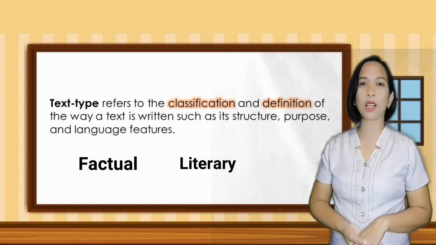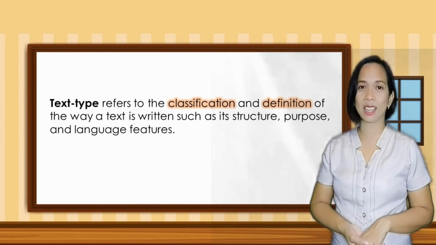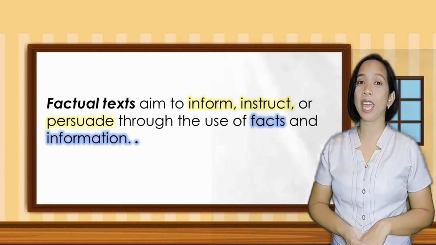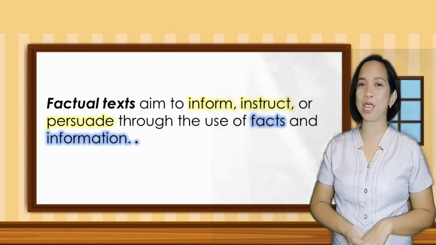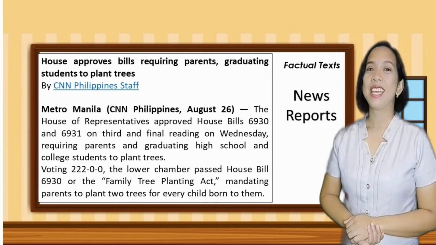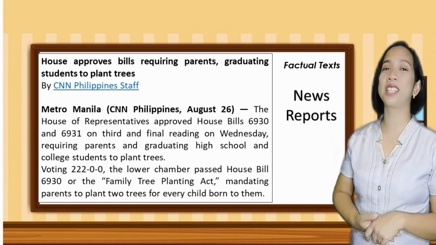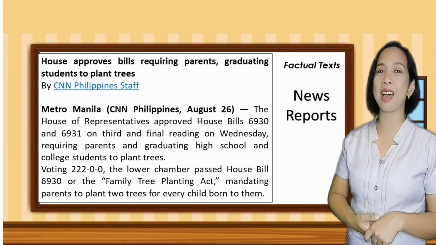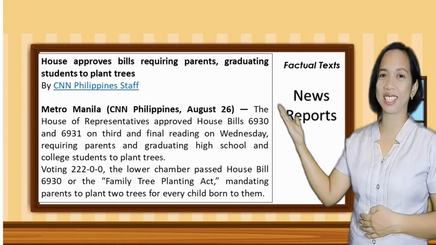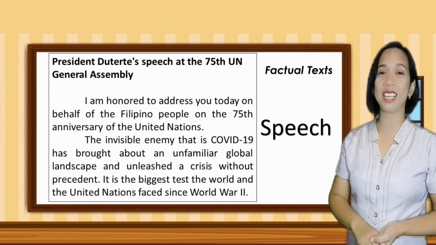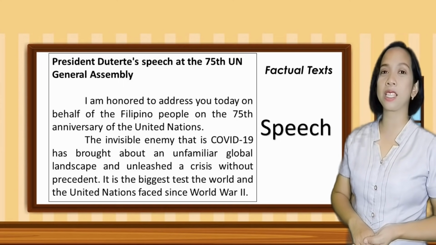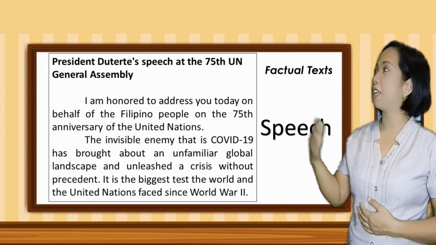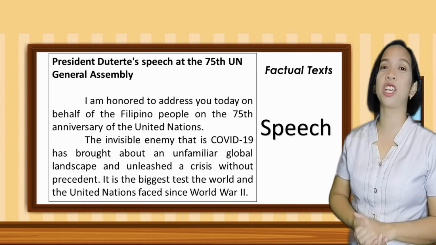Let us first talk about factual texts. Factual texts aim to inform, instruct, or persuade through the use of facts and information. Here are the examples of factual texts. First, we have news report. Another one is speech. Here is a part of President Duterte's speech at the 75th UN General Assembly.